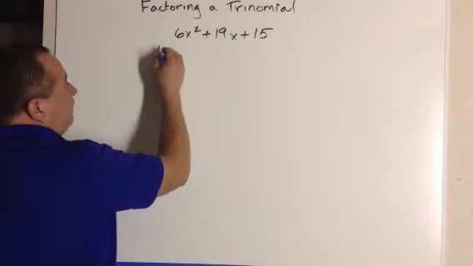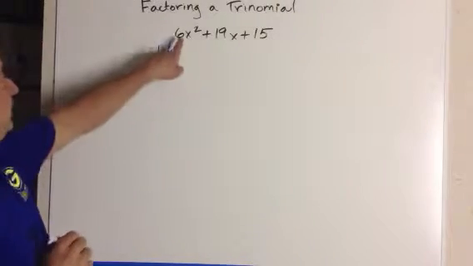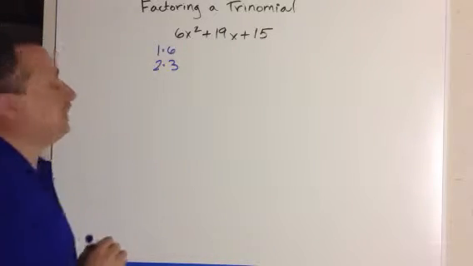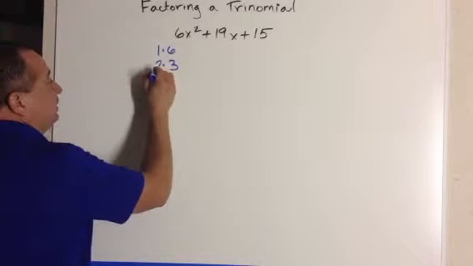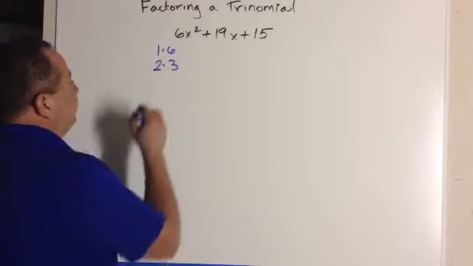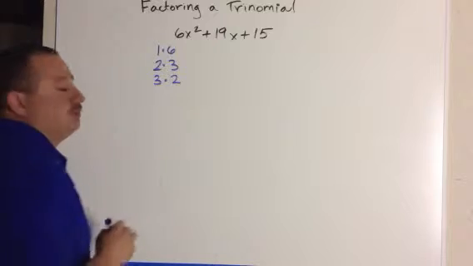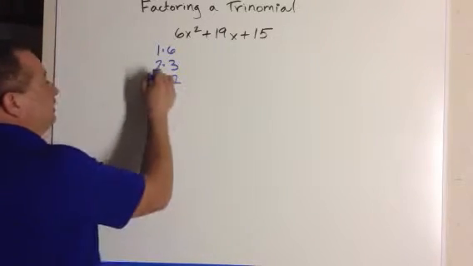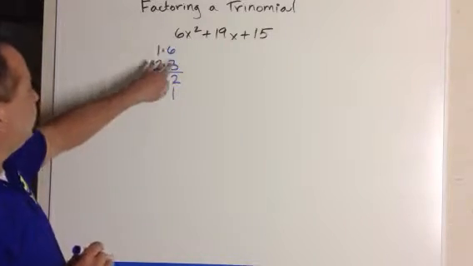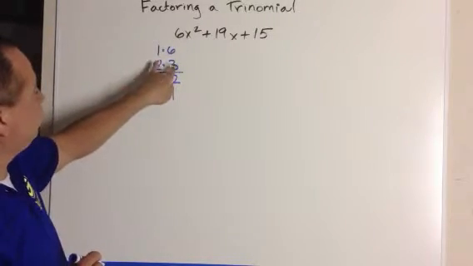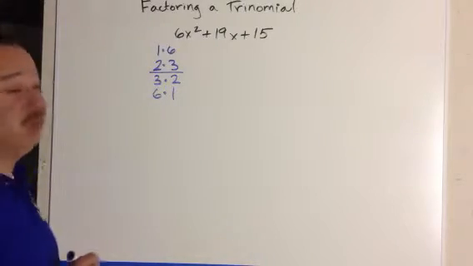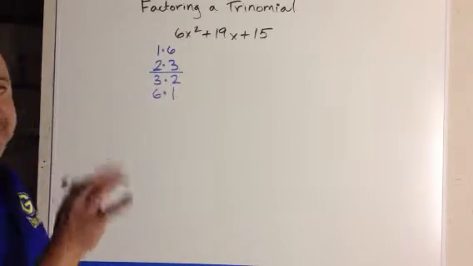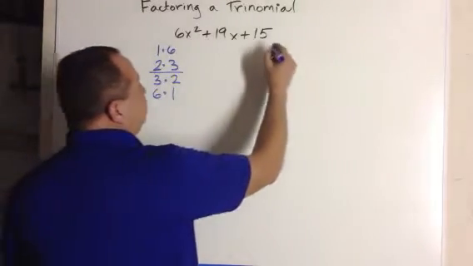We're going to try 1 times 6, that equals 6. 2 times 3, that equals 6. And what else? 3 times 2, and 6 times 1. Notice it repeats right there. 1 times 6, 6 times 1. 2 times 3, 3 times 2. And it's okay because we do have to put both of them so that we can factor this.